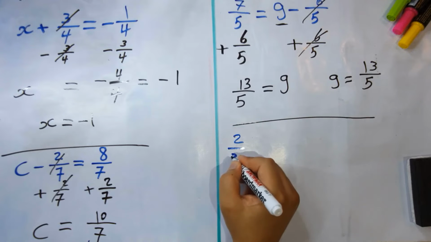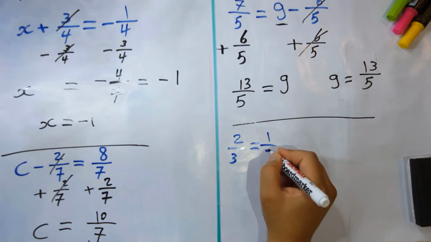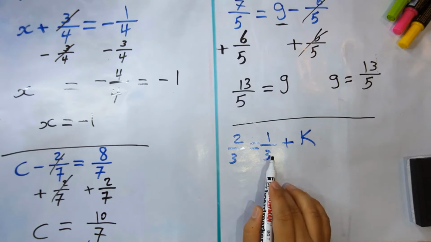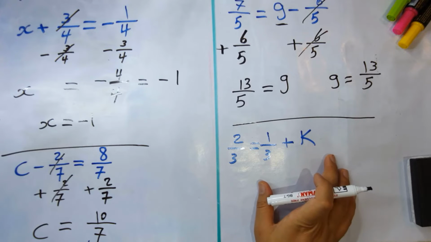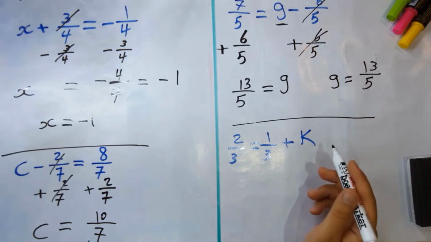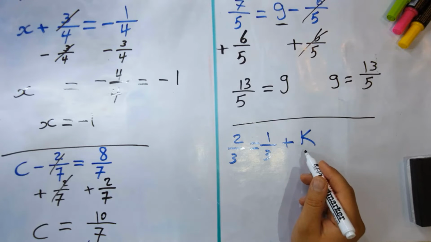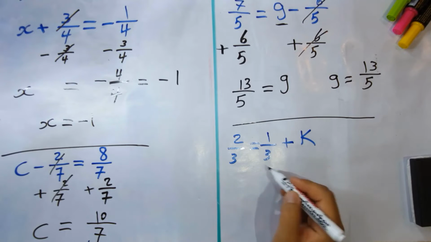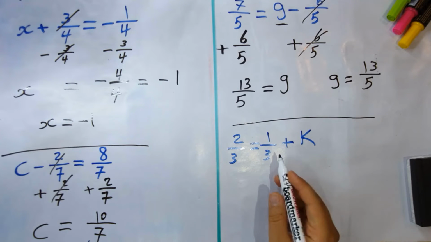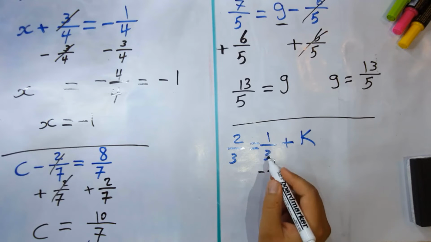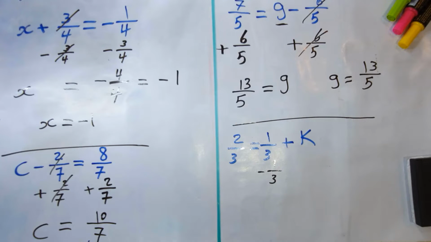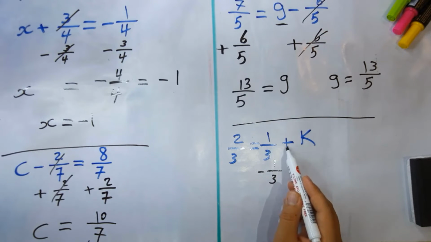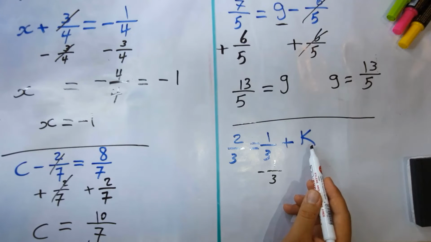2 over 3 equals 1 over 3 plus k. Again, we have a variable on the right side, then you focus on the right side, and we should make this variable alone on this side. Then you should remove 1/3 plus k. I want to remove 1/3. Okay, we do minus 1/3 because 1/3 is positive. Then to remove a positive number, you put a negative number, and this number is added to k. Okay.